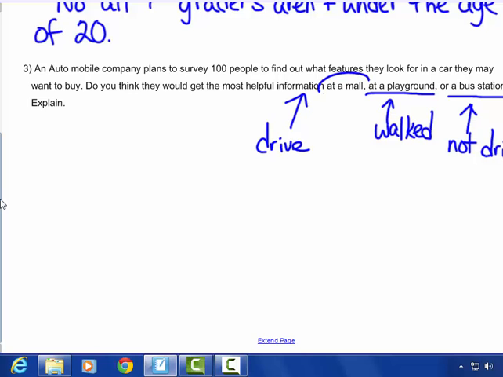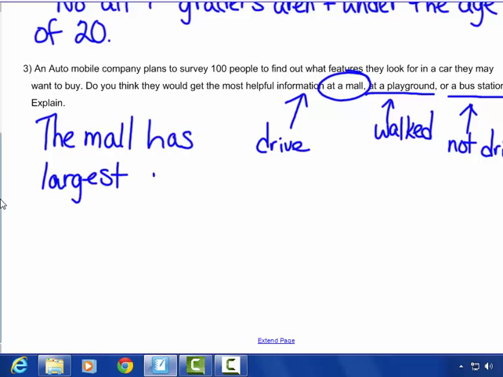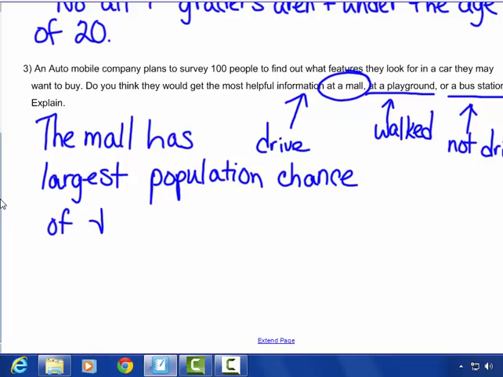So of the 3, I think the mall would be the best place, because you could randomly ask people, every 20th person that comes out the door at the mall. The mall has the largest population chance that drives an automobile. You have to be careful. You're not going to want to ask a 10-year-old, for instance, or somebody who's 15, because they don't drive. The mall has the largest population chance of drivers of an automobile. What kind of car?